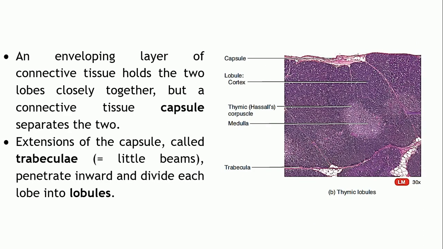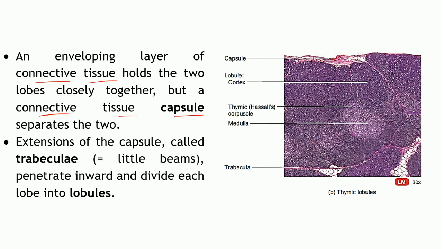Now if we consider the outermost layer, the enveloping layer which is present is made up of connective tissue. This connective tissue layer surrounds the entire gland, and a small portion of connective tissue known as the capsule separates the two lobes, the right lobe from the left lobe. The capsule is composed of the connective tissue layer. So this is the outer surface of the gland.